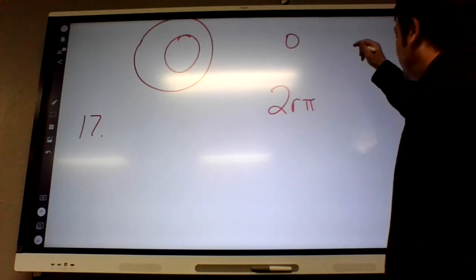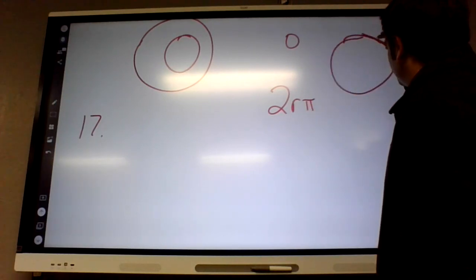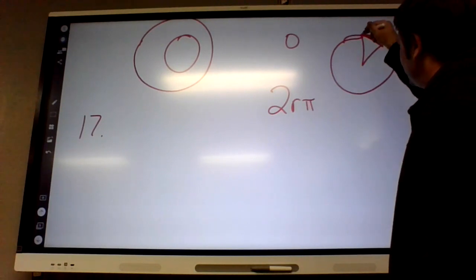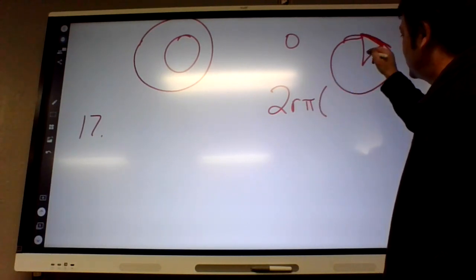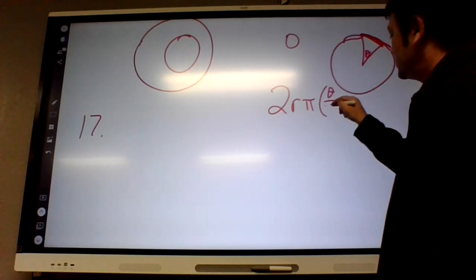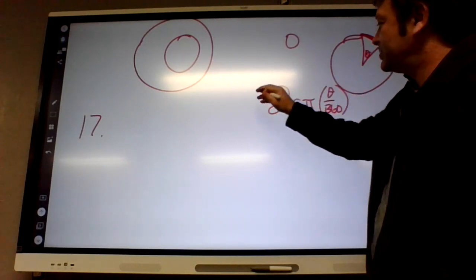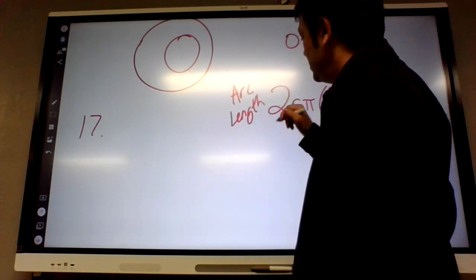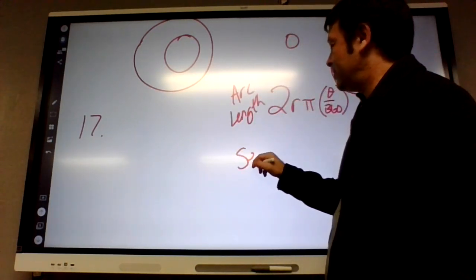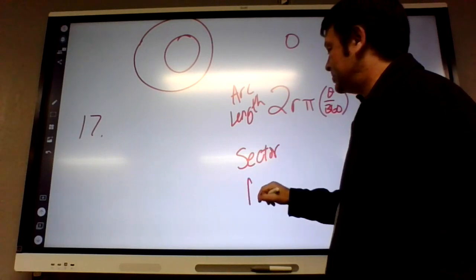And then the arc length is just a fraction, remember this? It's just a fraction of the circumference. So we multiply times what fraction of the circle we're actually using. Yeah, 8 over 360. Okay, so we're gonna need this for these three questions. And sector area, we did that on the same worksheet.